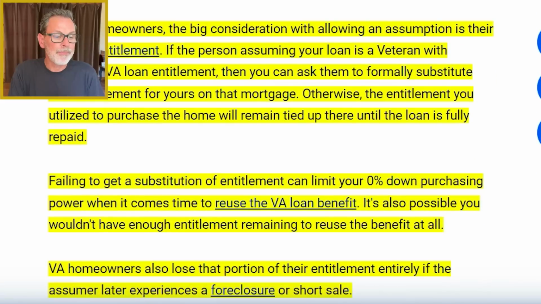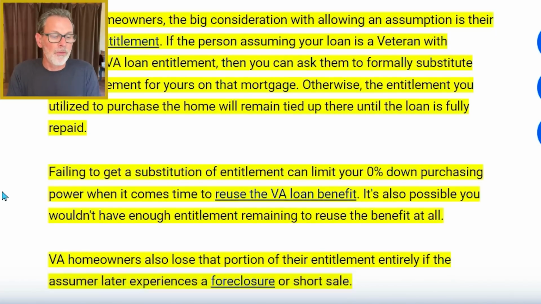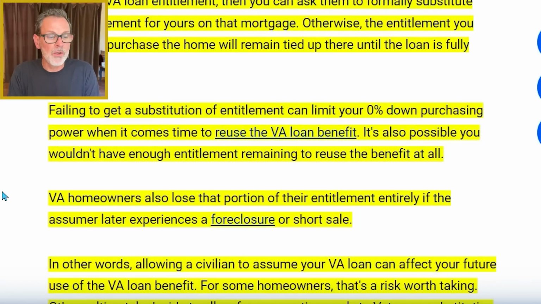On top of that, failing to get a substitution of this entitlement can limit your 0% down payment purchasing power when it comes to reusing your VA loan benefit. It's also possible you wouldn't have enough entitlement remaining to reuse the benefit at all. VA homeowners also lose that portion of their entitlement entirely if the assumer or the home buyer later experiences a foreclosure or a short sale.